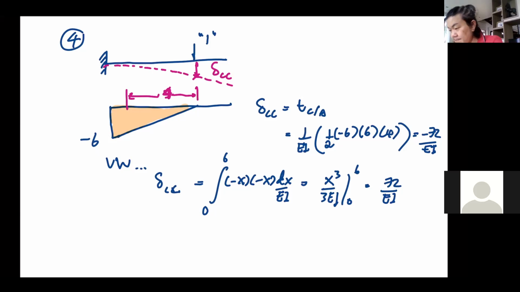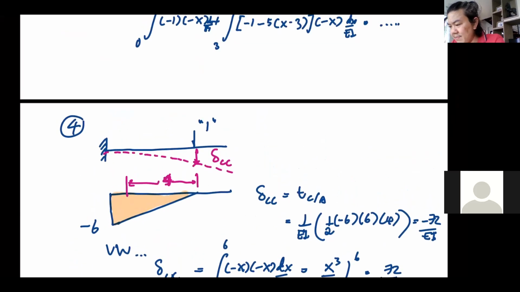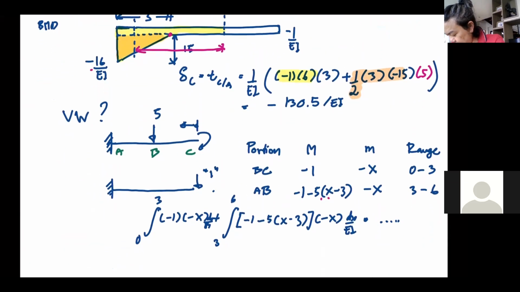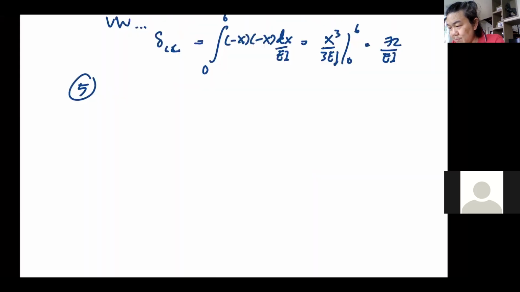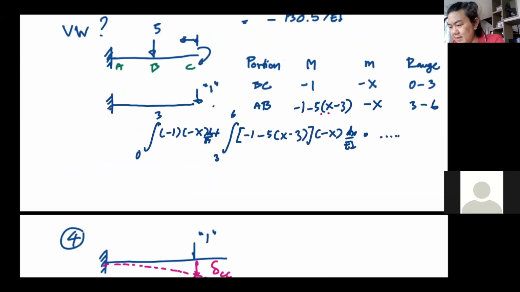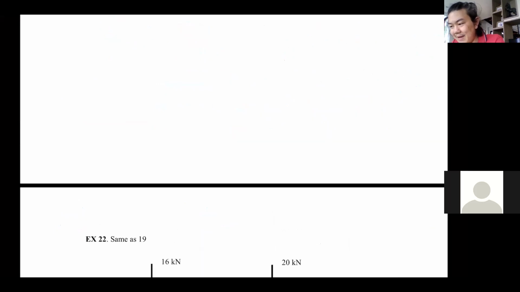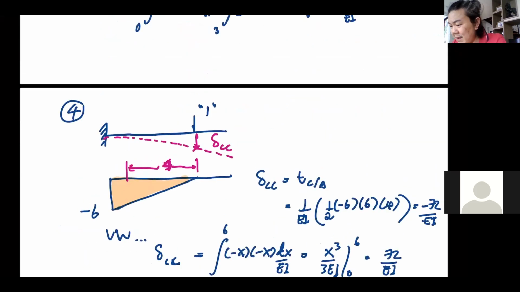It means that we can go to step number 5. I should write the step number, maybe. Oops, sorry. Oh my, the iPad is going berserk. My iPad is pretty new, you know.